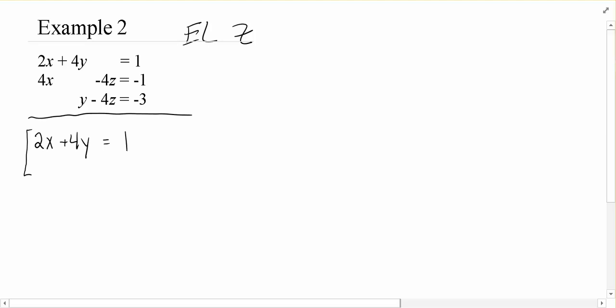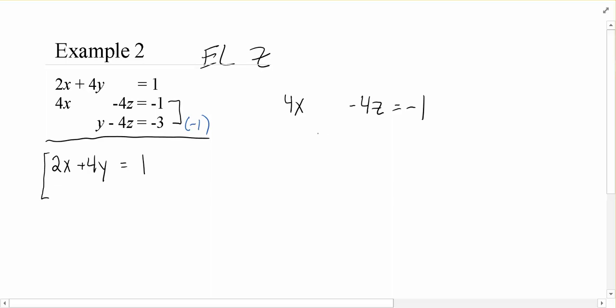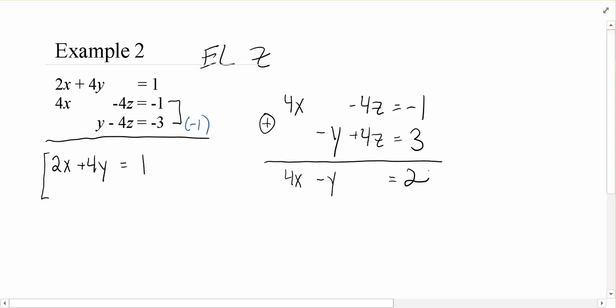Now let's look at the other 2 equations. I need to somehow get rid of the z's from them. So the best way to do that is going to be to multiply one of them by -1. So that means off in scrap paper land, I'm going to copy down that original second equation. In the original third equation, I'm going to multiply by -1, giving me -y, positive 4z, and positive 3. Once I add that together, I get 4x minus y equals 2.